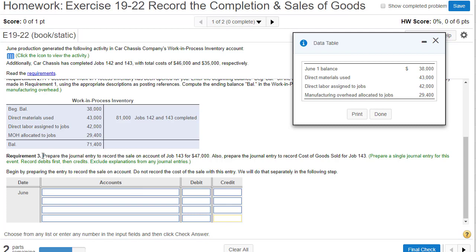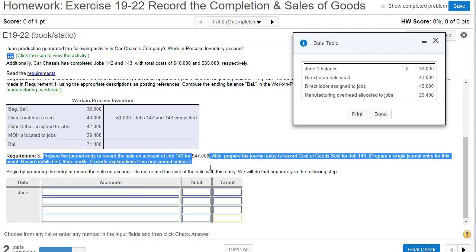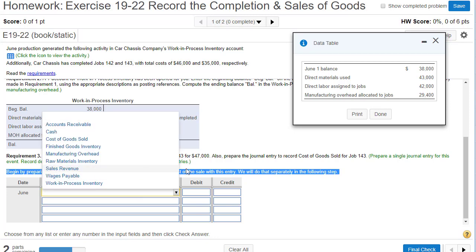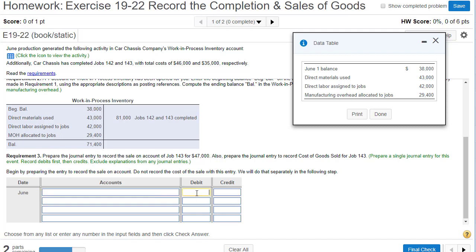So requirement 3, prepare the journal entry to record the sale on account for job 143 for $47,000. Also prepare the journal entry to record cost of goods sold for job 143. It also says, begin by preparing the entry to record the sale on account. Do not record the cost of the sale with this entry. We will do that separately in the following step. Because it was on account, we're going to record $47,000 of accounts receivable, and then we're going to record $47,000 of sales revenue.